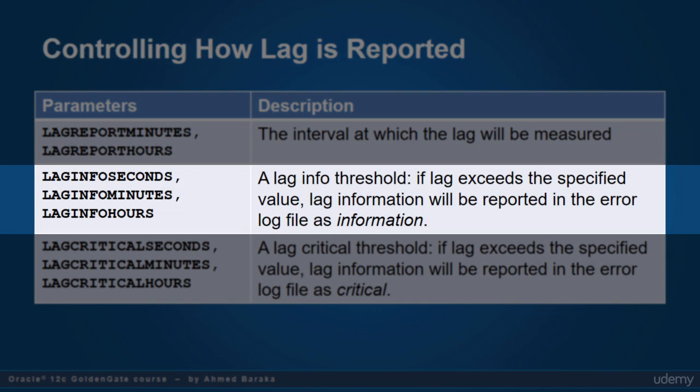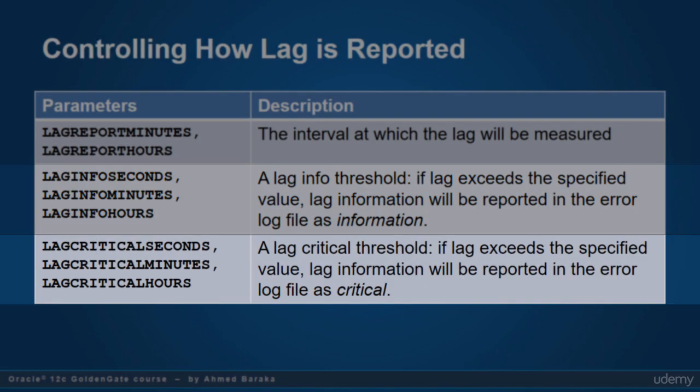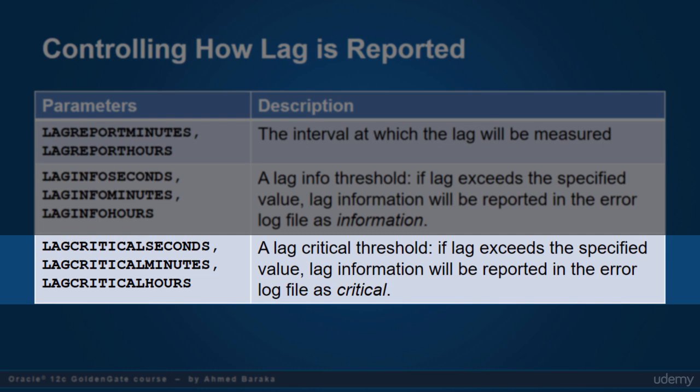The three parameters in the middle are used to define the lag information threshold. If the lag exceeds the value specified by those parameters, the lag will be reported in the error log file as an informational message. The last three parameters are used to define the lag critical threshold. If the lag exceeds the value defined by those parameters, it would be saved in the error log file as a critical message.